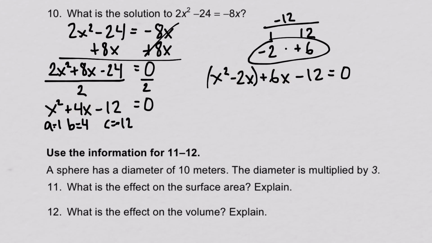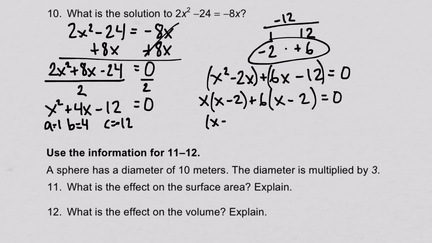We're going to group these two together, and we're going to group these two together. Factor each one. The first one, x factors out, leaving you with x minus 2. And the other one, 6 factors out, leaving you with x minus 2. I notice that both of them have x minus 2 in them, so I factor x minus 2. And inside of the other parentheses, I'm going to have x plus 6, which are these two right here.